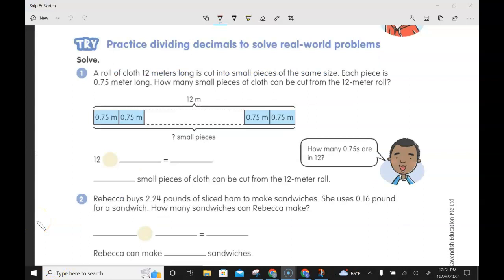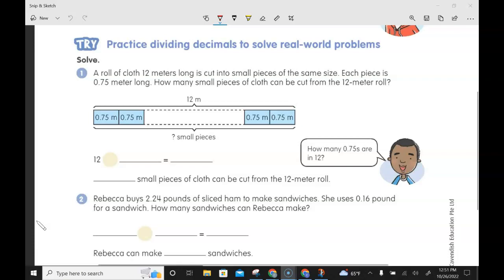Now let's take a look at page 146. It says practice dividing decimals to solve real world problems. So page 146, that question says a roll of cloth 12 meters long is cut into small pieces of the same size. Each piece is 75 hundredths meters long, of a meter long. How many small pieces of cloth can be cut from the 12-meter roll?